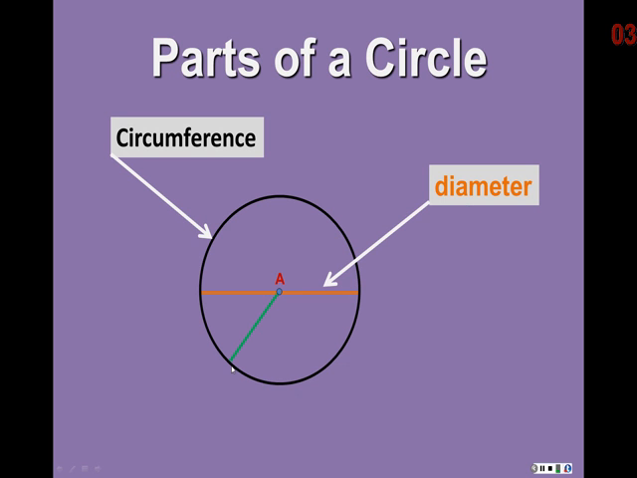And like I said, the radius is any straight line from the center to the edge of the circle, and it's equal distance all the way around. There you have several radii. And I just drew one of each there. So you need to know what the radius is, you need to know what the diameter is, and you need to know that the circumference is the perimeter of the circle.